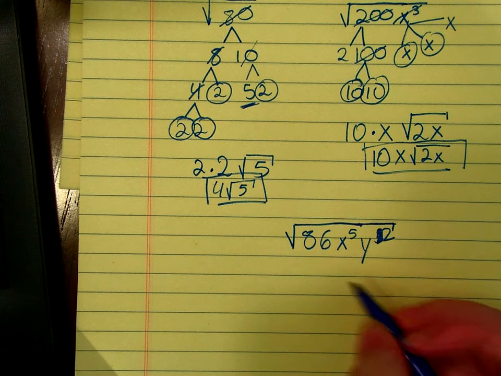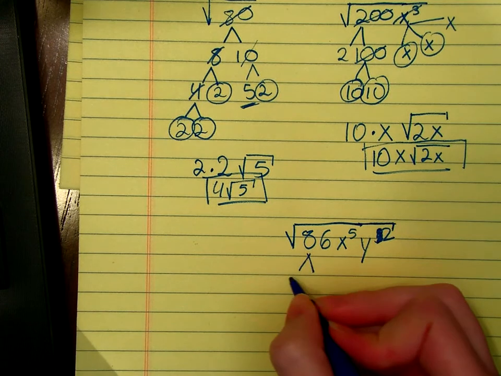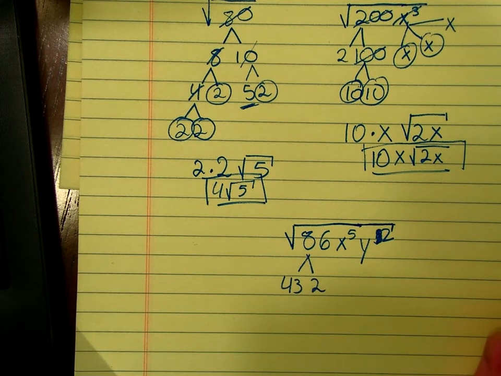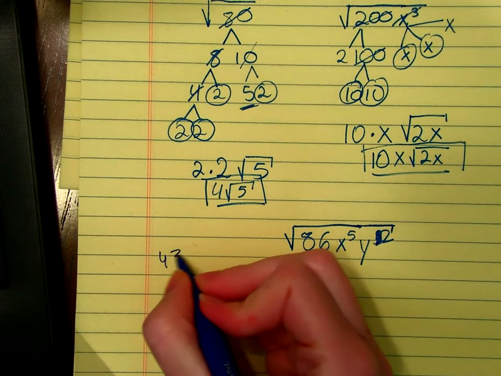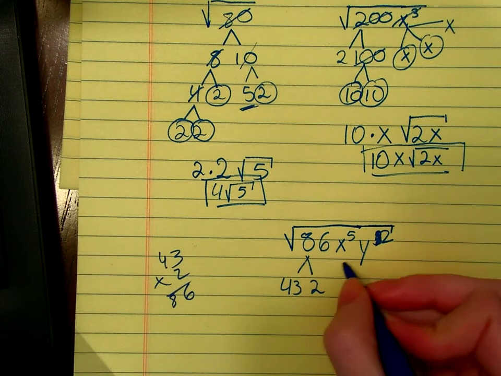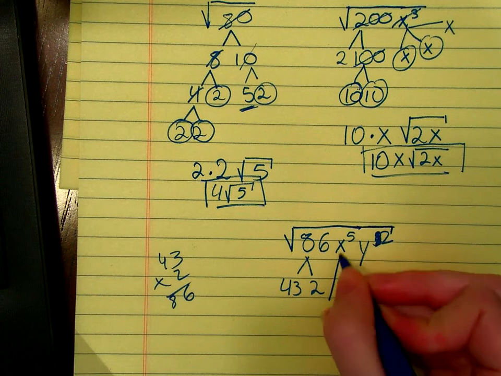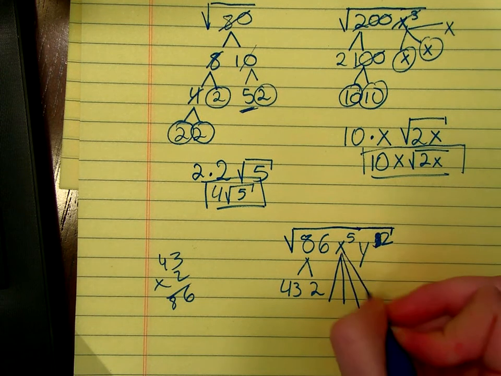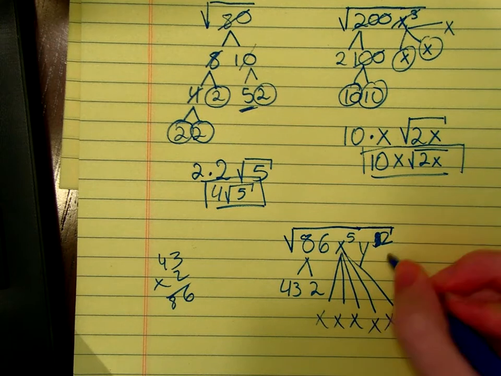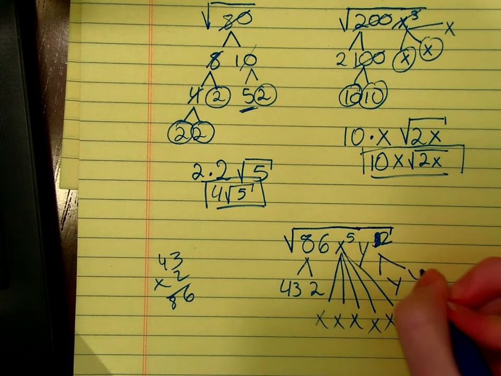Alright, welcome back. 86 breaks down into 43 times 2. That actually does not simplify at all. I'll double check, 43 times 2 definitely gives me 86. Yep, that doesn't break down. However, x to the 5th breaks down into 1, 2, 3, 4, 5 x's. Now y squared breaks down into 2 y's.